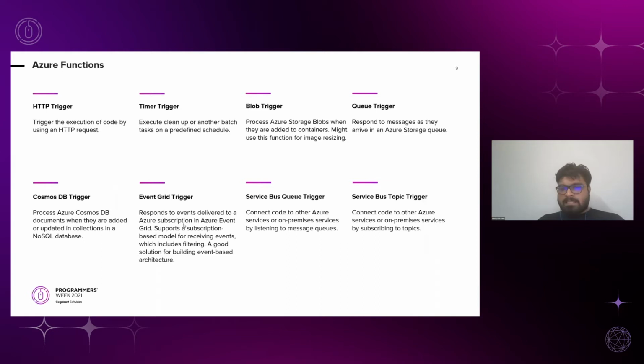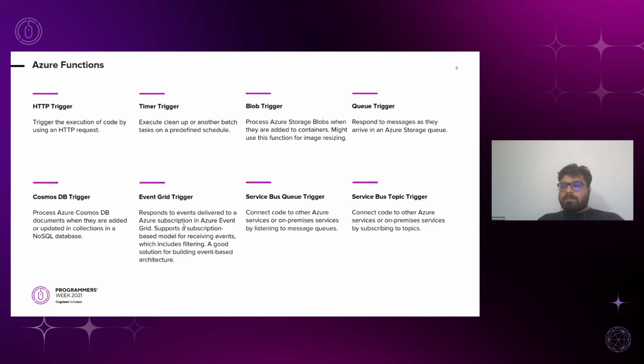Then the Service Bus queue trigger, which comes up in service-oriented architecture. In Azure, we can use Service Bus, and we can bind a function to a Service Bus queue as well. Whenever a new message comes to the queue, this function will automatically get triggered, and based on the message in the queue, we can start our business logic or our application function.